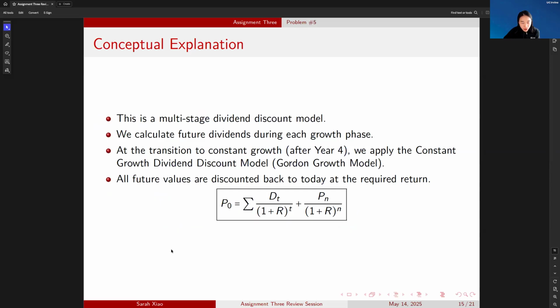So we should think about this question as a multi-stage dividend discount model. We should calculate the future dividends during each growth phase and add them together at the end. At the transition to constant growth, which is after year 4, we can apply the constant growth dividend discount model. And don't forget that we need to discount all the future values back to today at the required rate of return. So here is the formula we want to use.